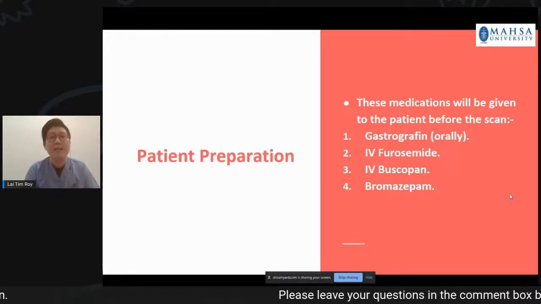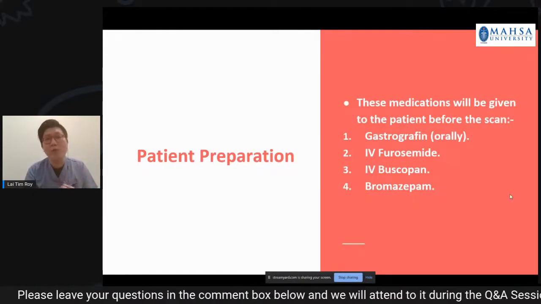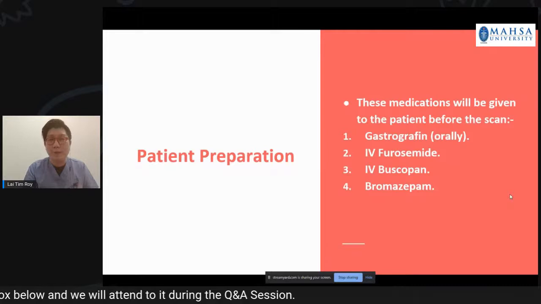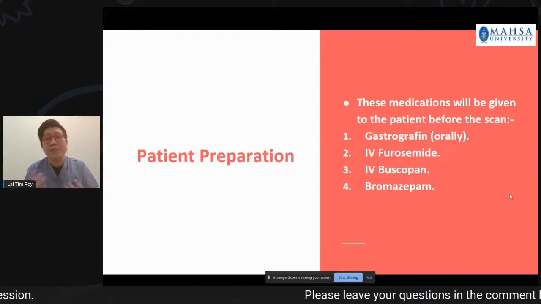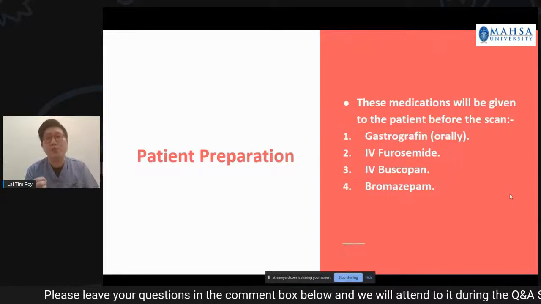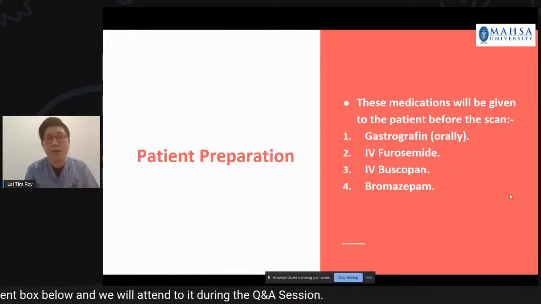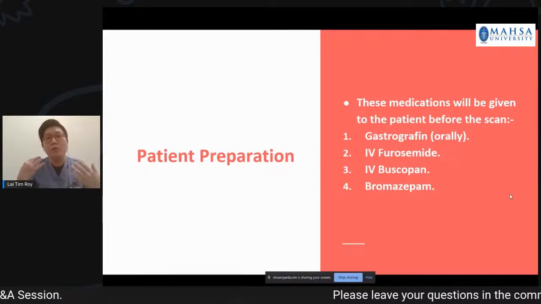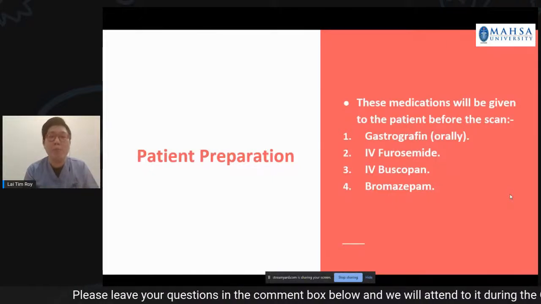from the gastrographin. Then with IV furosemide, we want the patient to pass urine before the scan, so that it will not keep the radiotracer in the bladder region, which might cause a lot of obstruction to the images, making interpretation difficult. All right. Then IV buscopan is to relax the muscles of the intestine and the colon as well. Then bromazepam is for relaxing, so that the patient will not trigger any shivering, which would cause a lot of brown fat uptake.